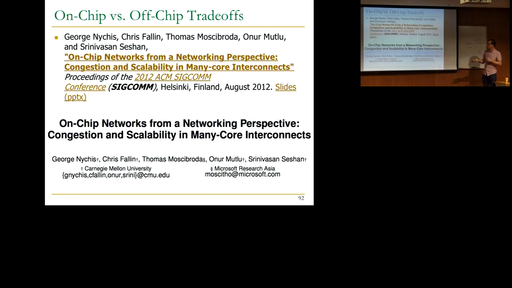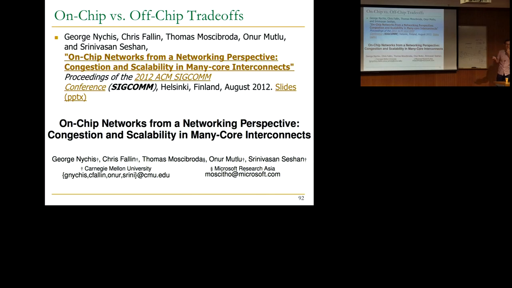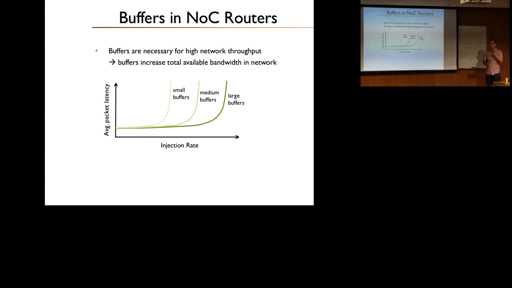Okay, so if you're really interested in these differences, we have written a paper that looks at on-chip networks, and really the differences and similarities to off-chip networking. We actually look at the effect of bufferless networks on congestion control and issues related to congestion collapse in the on-chip networks versus off-chip networks. I'm not going to cover that over here. But I'm going to pick on the buffers. As I said, I'm going to pick on these buffers, and we're going to talk about that.